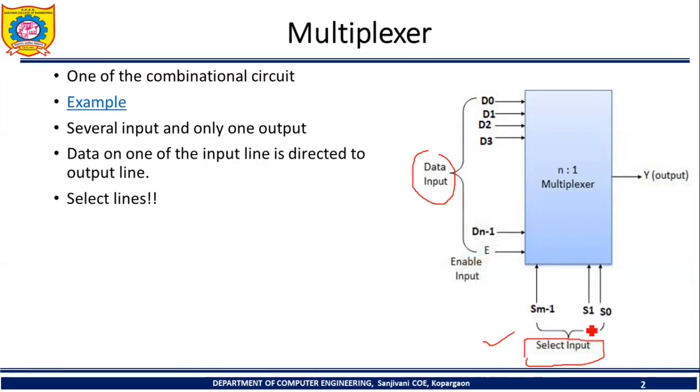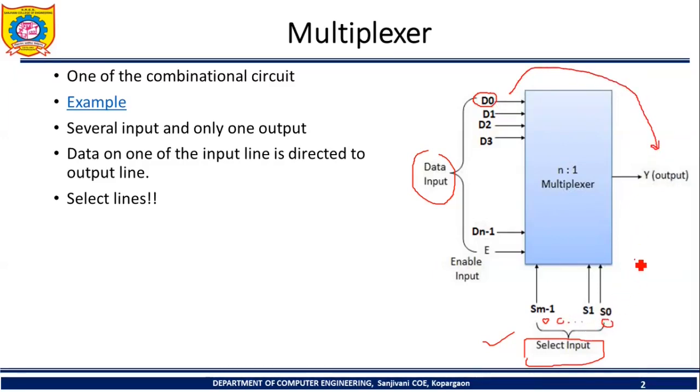For example, suppose assume that all these selector lines are 0 0. If all selector lines are 0 0, then which line will be selected? D0 line of multiplexer will be selected. Data which is present on this line, it may be either 1 or 0, that data will be sent to the output line.